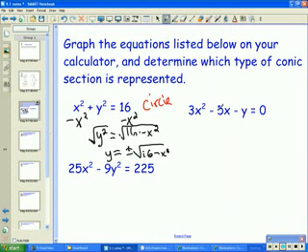Okay, let's do the next one. We want to solve for y, so let's solve it for y. This one should be pretty quick. We'll add y to both sides, and we get 3x squared minus 5x equals y. And let's type that into our calculator.